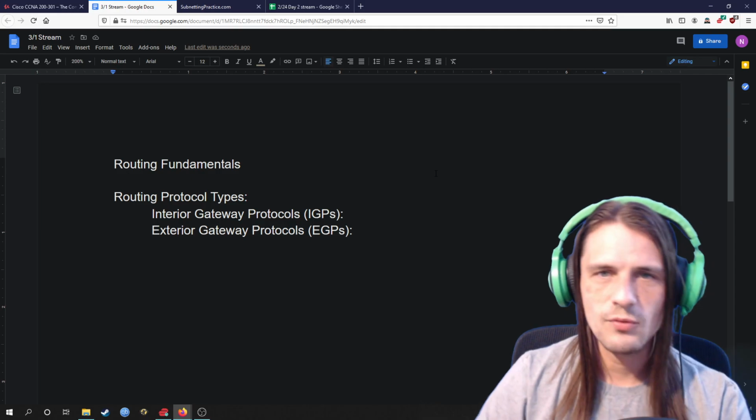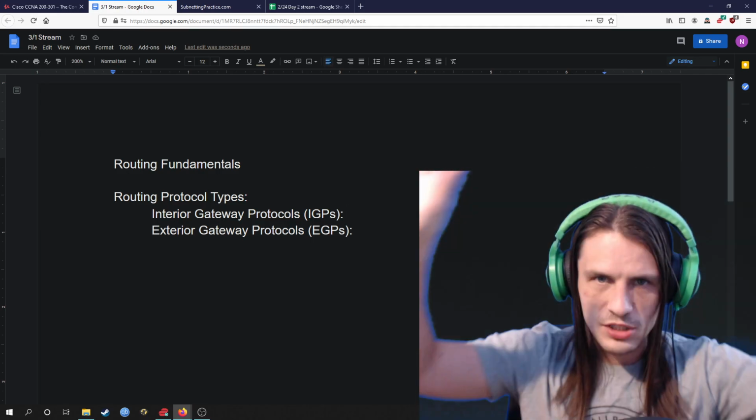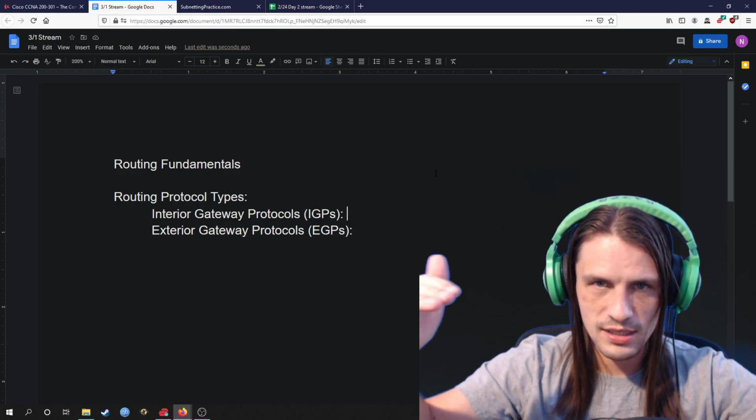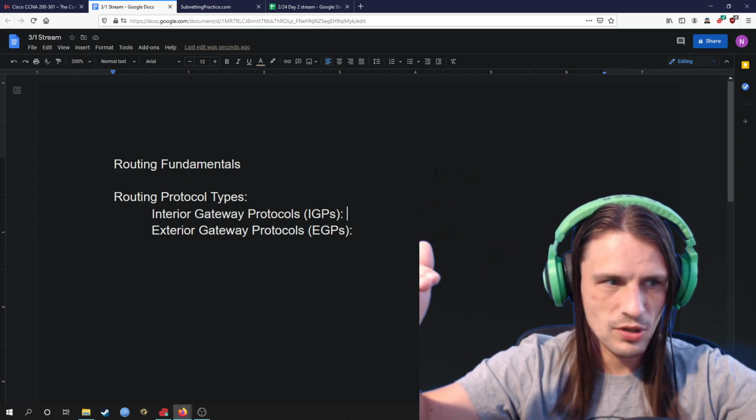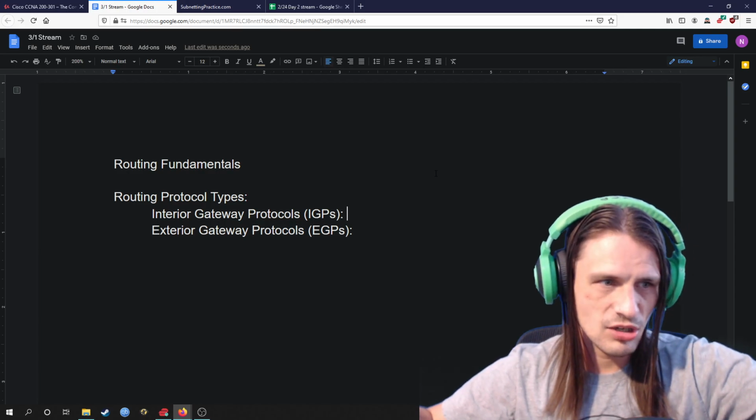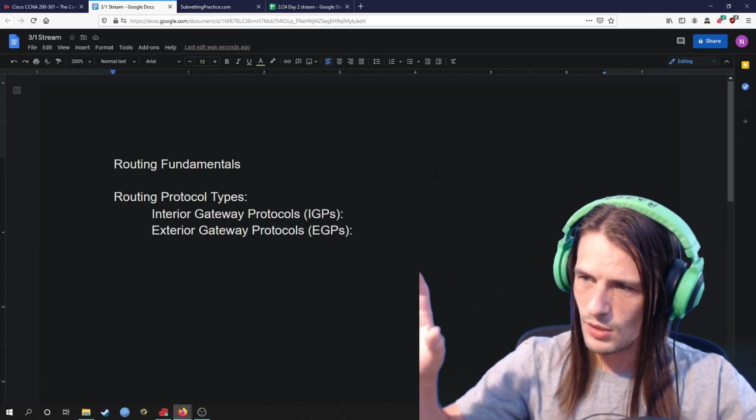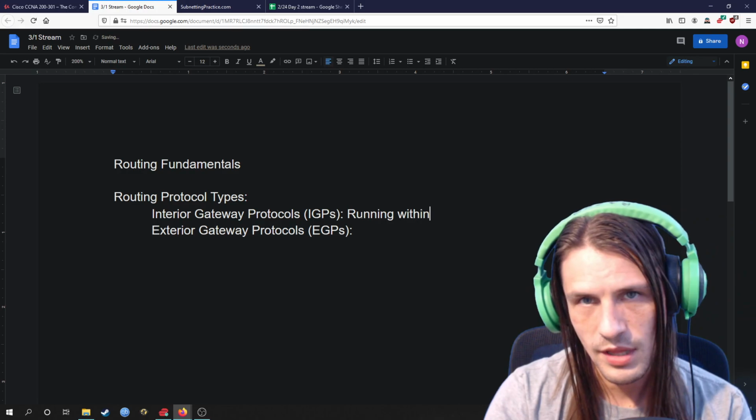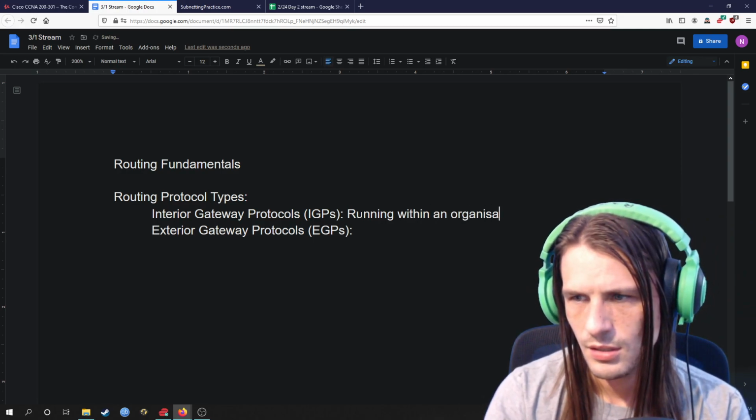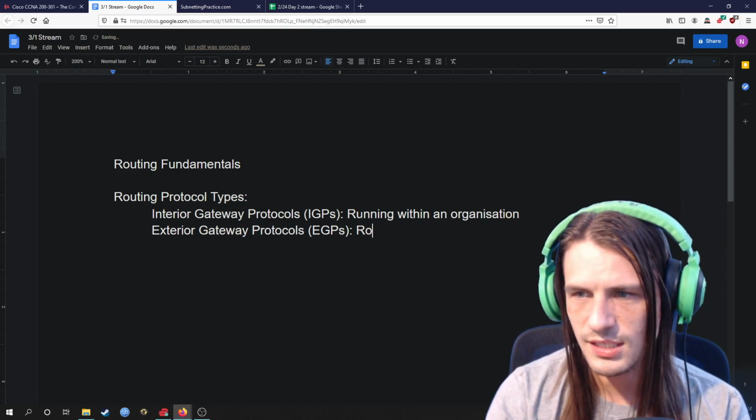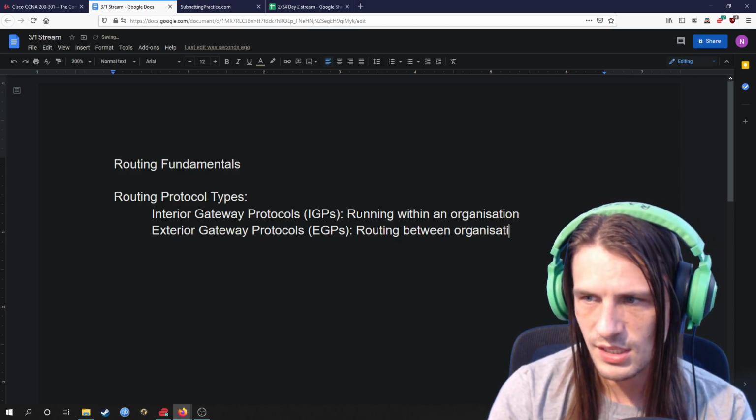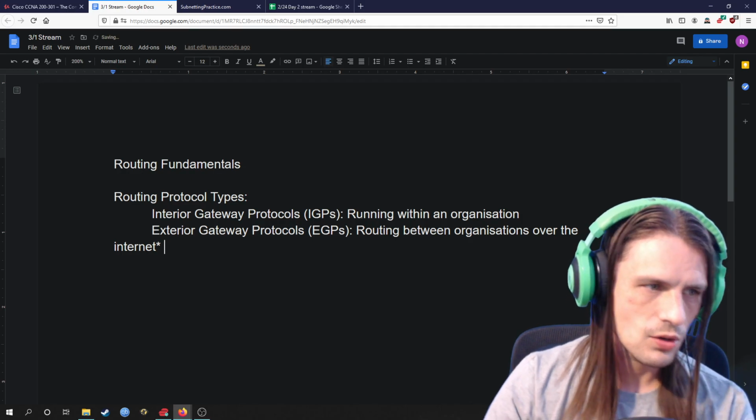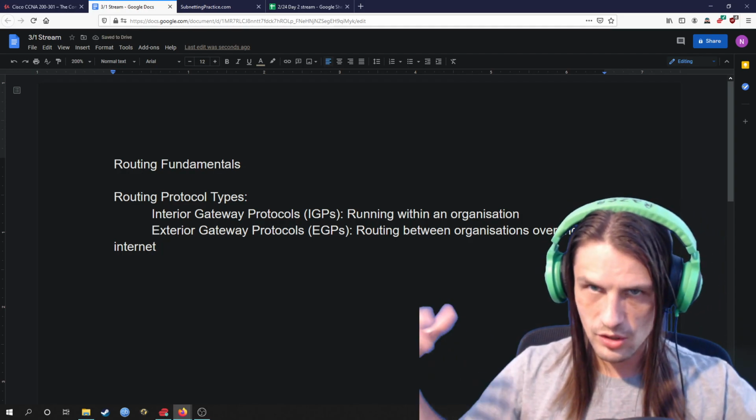So again, if we're looking at routing protocols as this overarching thing, it's the main point, and then you go underneath it. So one tier down from routing protocols, there's going to be two possibilities. You're either going to be an interior gateway protocol, or you're going to be an exterior gateway protocol, right? And just like the name implies, interior is going to be running within an organization. And an exterior is going to be routing between organizations over the internet, right? So exterior, internet. Interior, within an organization.